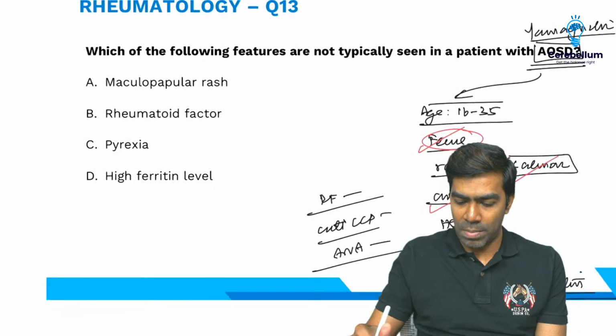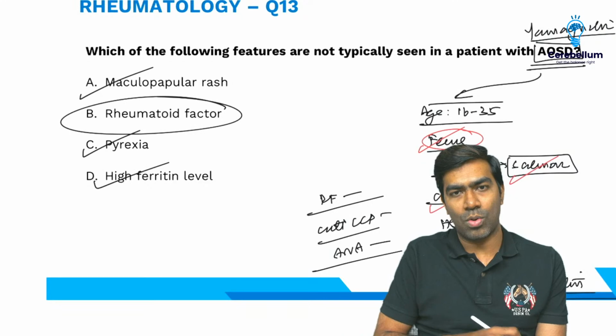So maculopapular rash, fine. Pyrexia, fine. High ferritin level, fine. Rheumatoid factor, no. That's the right answer, because this is something that's not seen in patients with adult onset Still's disease.